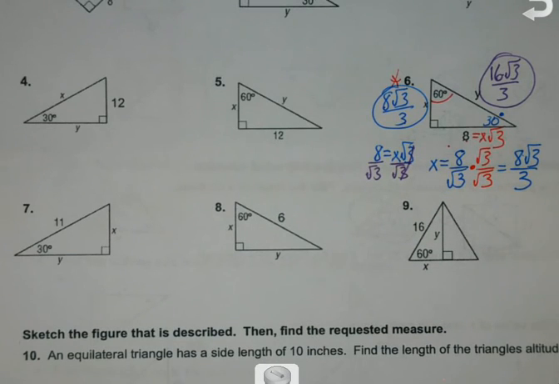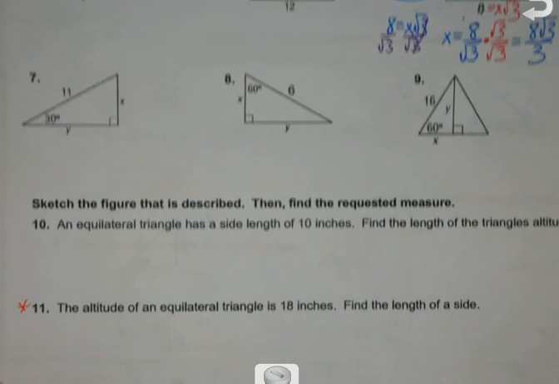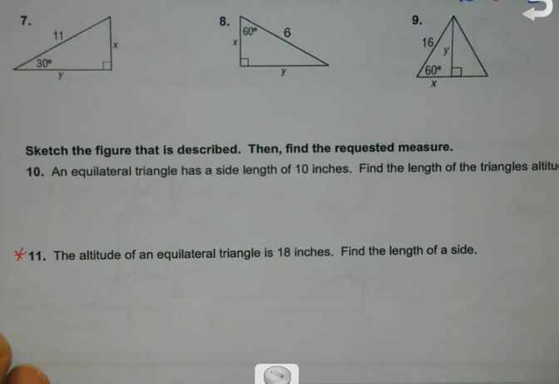So one more I want to hit up here. And then we'll see if there's any others you want to hit. And if there are, we'll do those too. Okay, number 11. The altitude of an equilateral triangle is 18 inches. Find the length of a side. Okay.